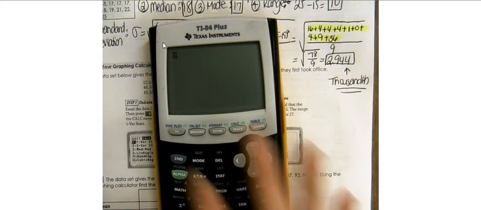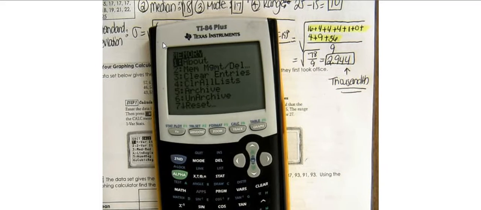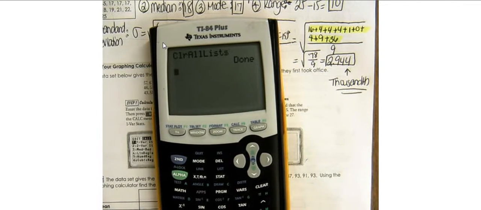And you might have to press enter again because you need to see the word done. So I'm going to press second plus sign. I'm going to go down to number 4 where it says clear all lists. And I'm going to press enter so that I can see the word done.